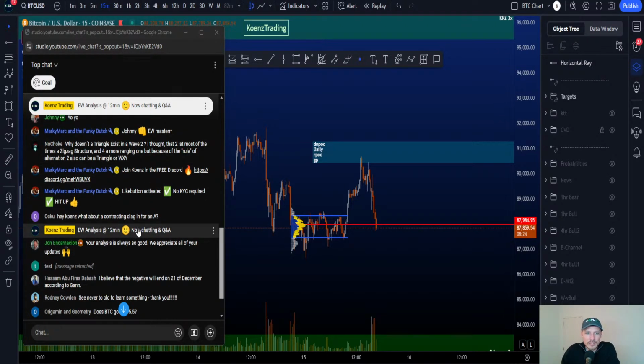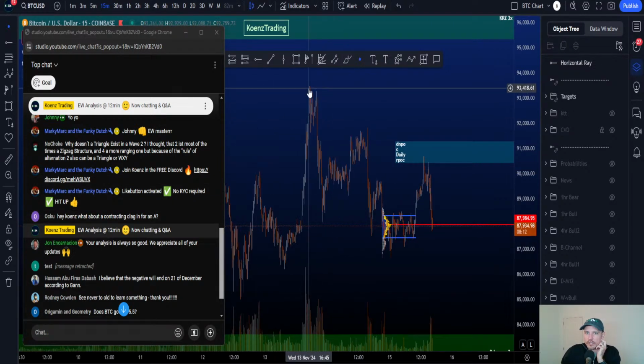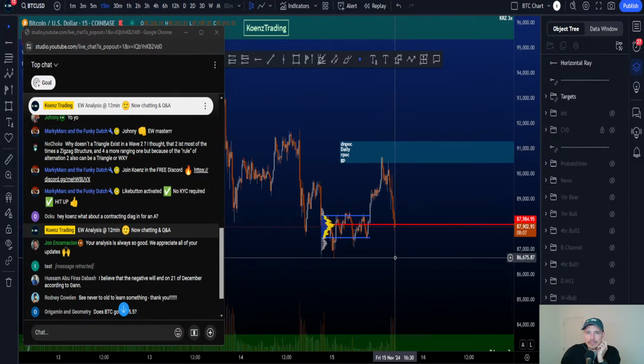What about a contracting diagonal for a wave A? Where is your diagonal, Oku? What time frame are you talking about? Are you talking from the all-time high down to 86, or from 86 to the upside?